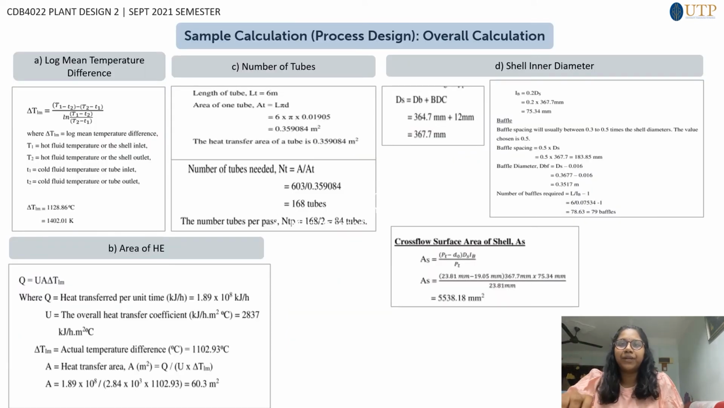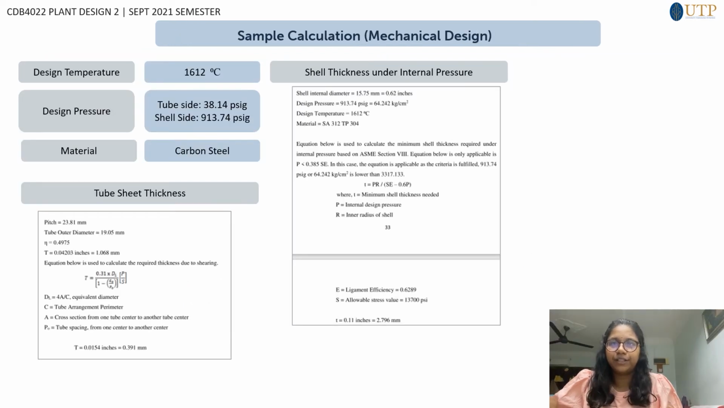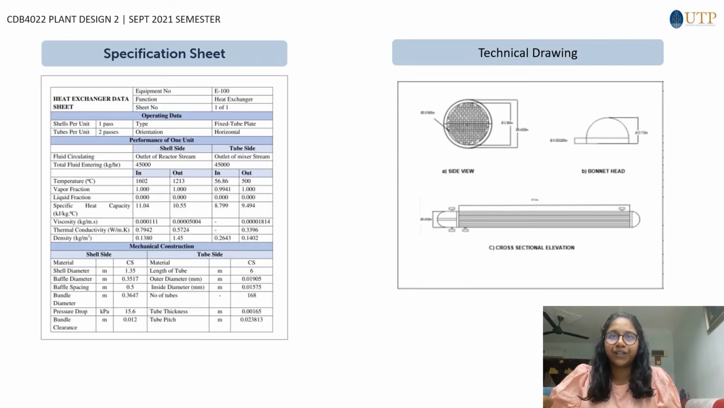This slide shows the sample calculation of process design, which is divided into three parts. The first part is the overall calculation, which involves the log mean temperature difference, area of the heat exchanger, number of tubes, and shell inner diameter. This slide shows the shell and tube side sample calculation. Next is the mechanical design calculation, which includes the design temperature, design pressure, material used, tube sheet thickness, and shell thickness under internal pressure. After all calculations have been performed, the parameters and calculated values are listed in the specification sheet shown in the slide.